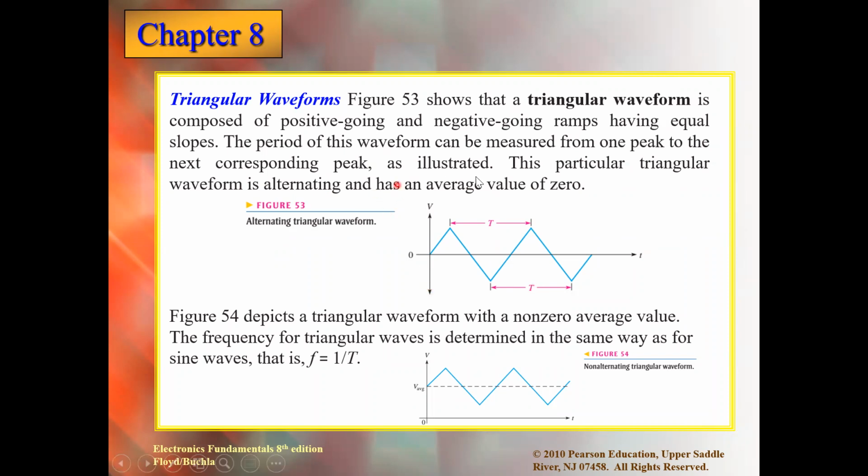So here is the thing, the ramps are of the same slope. This is a positive ramp, then a negative ramp, positive ramp, negative ramp, and so on. This is called a triangular waveform. You can see here this is again a triangular waveform, but the average value is above zero because it is above the 0 axis. So this is like a non-zero-average triangular wave.